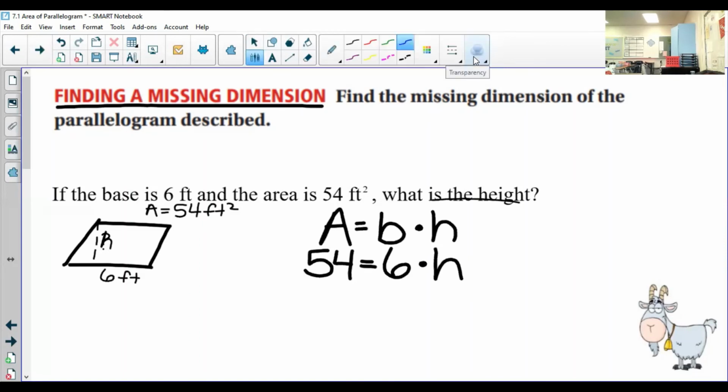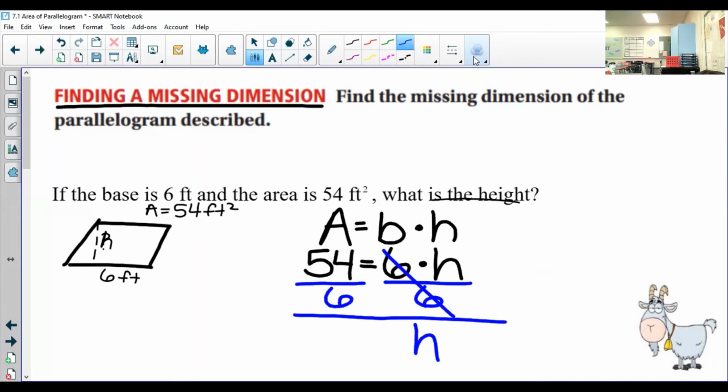We use inverse operations. Because 6 times h, well, we want to get h all by itself. So what's the opposite of multiply? Divide. So we're going to divide by 6 on both sides. These cancel. I'm left with h equals, what's 54 divided by 6? 9. And my label here is feet. So what does h equal? 9 feet. Easy as that. All right?